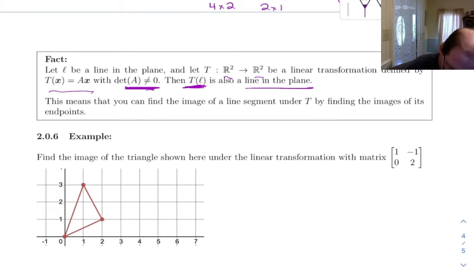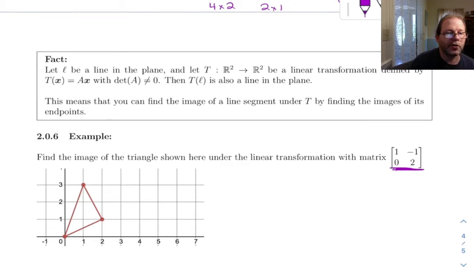So let's use that to apply this matrix here to this triangle in the plane. Now that triangle has 3 points, and what the fact above says is that really all we have to do is apply this linear transformation to each point, and then we can just connect those points with lines.